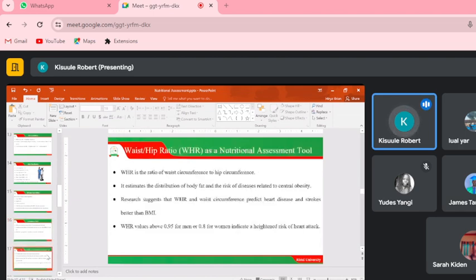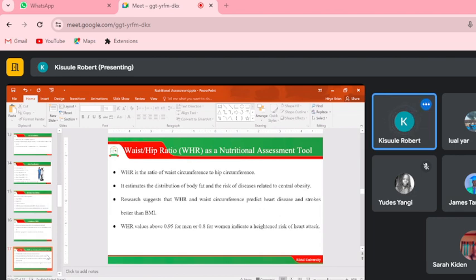Right. The waist hip ratio as a nutrition assessment tool, we realize that a lot of fat is distributed around that area. So in most cases, it's what we call the abdominal fat, and the waist hip ratio, or the waist circumference to hip ratio, estimates the distribution of fats and the risk of disease related to central obesity. And we are saying research suggests that the waist hip ratio and the waist circumference predict heart disease and strokes better than the BMI.